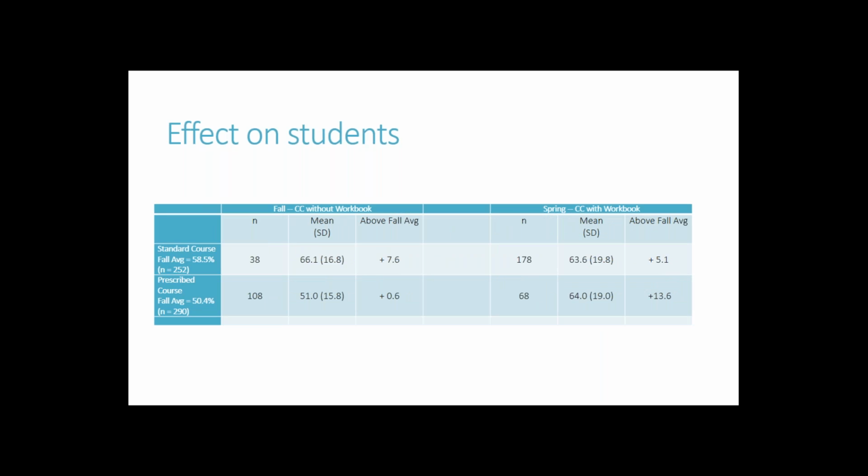Of course, the question is, what did it do for students? These numbers are comparing to the average in the fall, and the average in the fall for the standard course on the final exam was 58.5%, and the average in the fall for the prescribed course on the final exam was 50.4%. Not great.